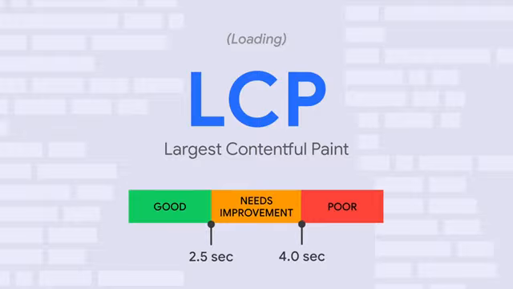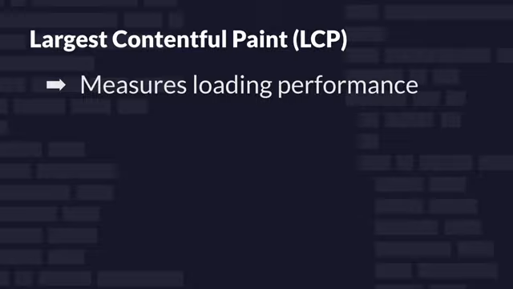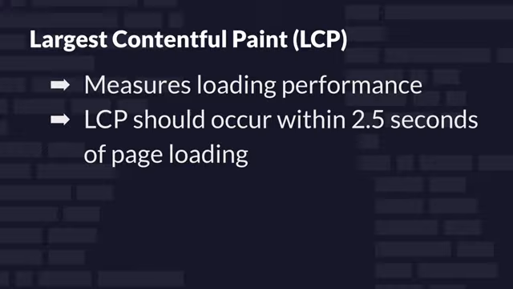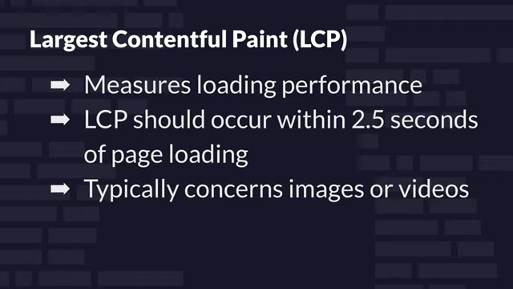Largest contentful paint measures your website's loading performance. In order to provide a good user experience for your visitors, your LCP, that's largest contentful paint, should occur within 2.5 seconds of the initial page loading. The types of elements that are considered for largest contentful paint are usually images or videos.